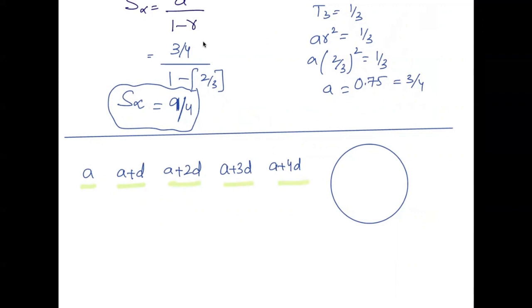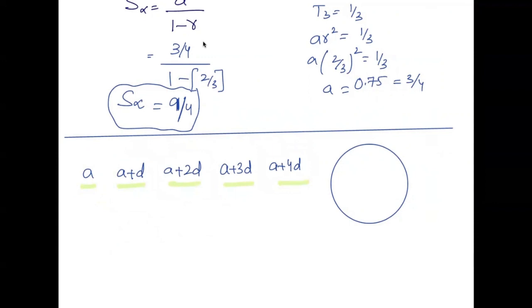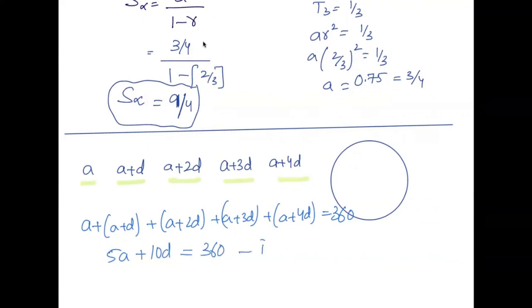By the way, if you add all the angles in a circle, the total of the sectors, what would this be equal to? 360. So that's your first equation. A plus A plus D plus A plus 2D plus A plus 3D plus A plus 4D is equal to 360. So 5A plus 10D is equal to 360. Right? That is your first equation.